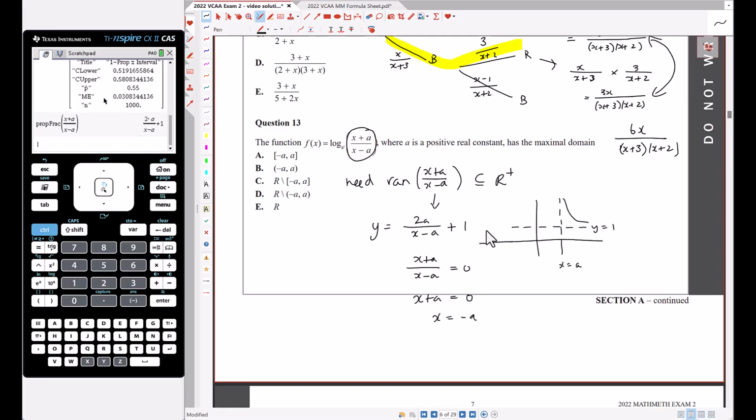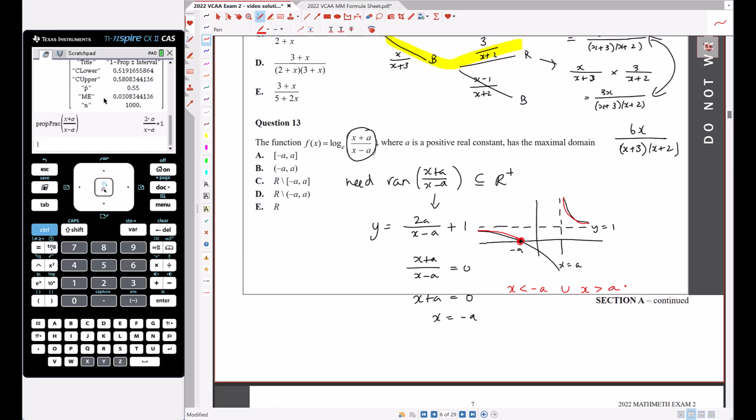So actually, my hyperbola is crossing here, where that's negative a. Okay, so for it to have a range that's a subset of the positive real numbers, I don't want to include that negative a. So I'm going to need x is less than negative a, union x is bigger than positive a. If I've got that bit of the hyperbola, then the range of that is only positive real numbers, and then those will be able to go into the log, because the log has an implicit domain restriction.